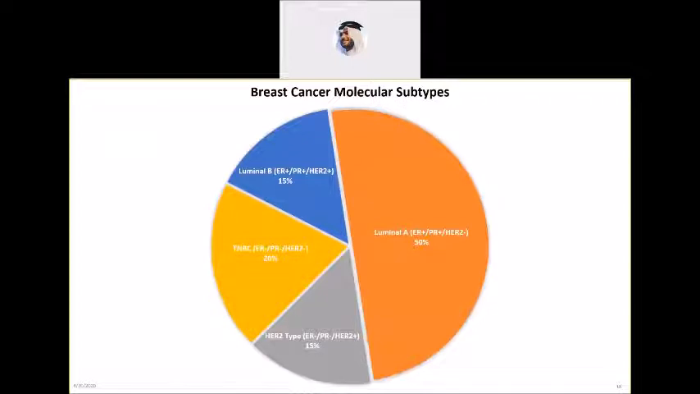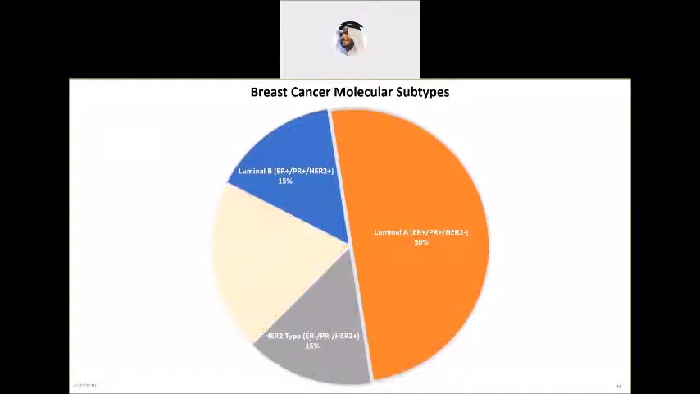This subtype is estrogen positive, progesterone positive, and HER2 negative. And we also have luminal B, which represents 15% of the cases and is estrogen positive, progesterone positive, and HER2 positive. The triple negative subtype has negative expression for estrogen, progesterone, and HER2. The last subtype is the HER2 subtype, which is estrogen negative, progesterone negative, and HER2 positive.